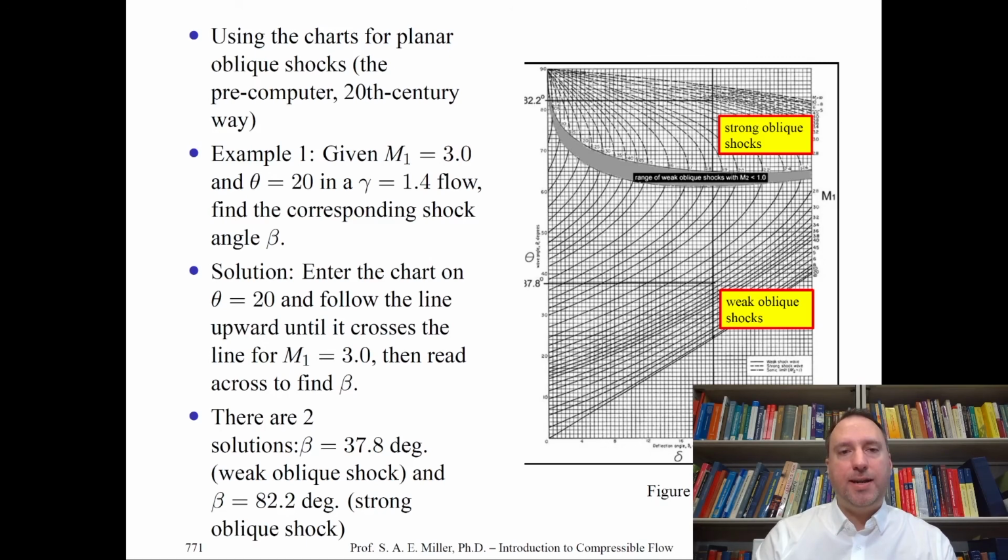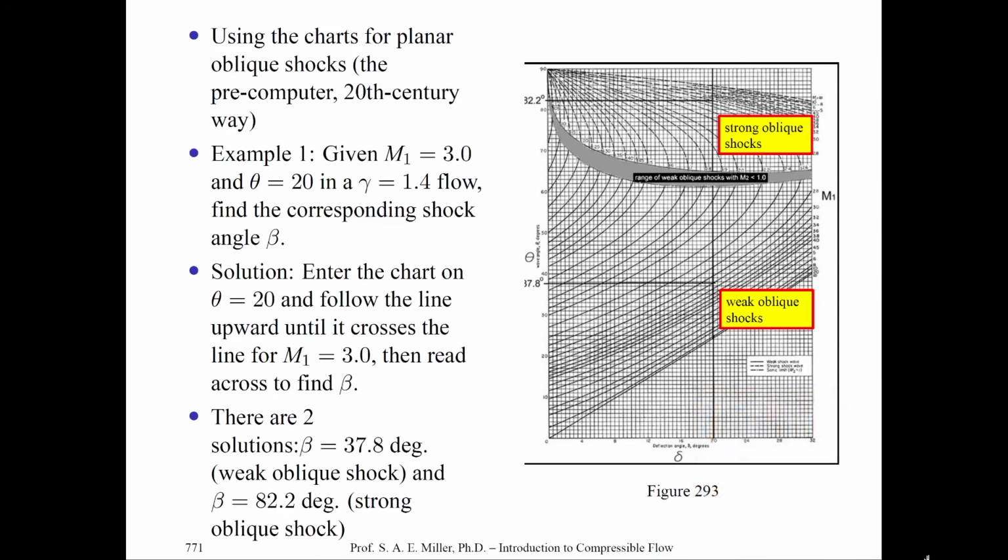Let's now try an example with particular incoming Mach number M1 and flow deflection angle 20 degrees and a gamma 1.4 flow. Remember, the charts are tabulated for specific gamma, and the charts I've given you in class are gamma 1.4. And we're asked to find a corresponding shock wave angle beta. So how do we do that? Well, we're going to enter our charts at theta 20 degrees, which is approximately right here where I've drawn this black line, vertical across all theta 20 from top to bottom on the chart.